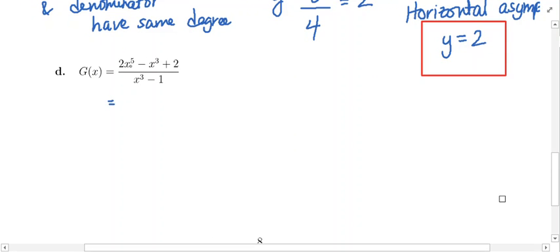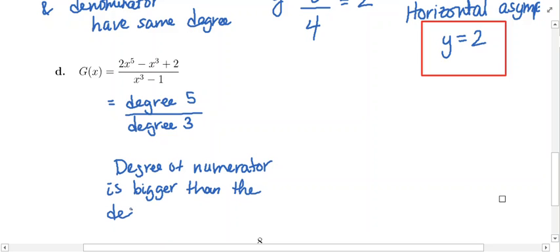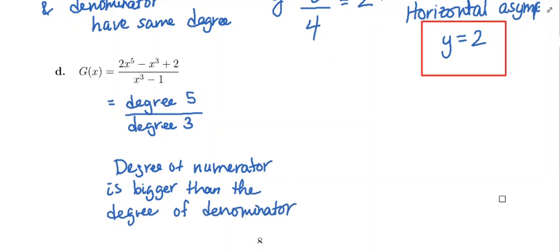The highest power of x in the numerator is 5, so the numerator has degree 5. The bottom is degree 3. So what's going on here is that the degree of the numerator is bigger than the degree of the denominator. So let's go look at the rules.